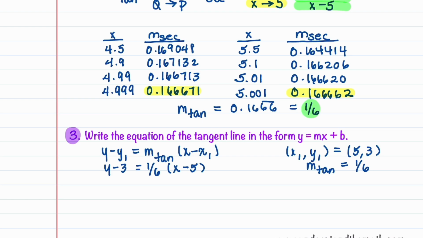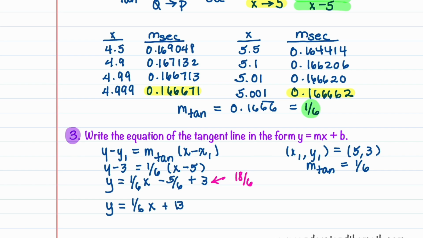Now we want to take this equation and put it in slope-intercept form. We'll pull the 3 over to the right and then multiply out the 1/6. This gives us y is equal to 1/6 x minus 5/6 plus 3. We can think of our 3 as 18 over 6 so that we can better add our fractions. And this gives us y is equal to 1/6 x plus 18 minus 5, which is 13. So we get 13 divided by 6. And that's the equation of our tangent line.